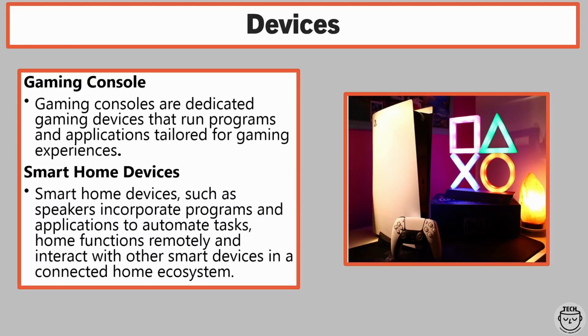Then you've got games consoles. They're specific devices. They're made for one thing. They can go on the internet, they can watch films and things, but mainly they're there for gaming experiences. And then you've got smart home devices like your Alexas, your Google Homes, that kind of thing, which allow you to automate tasks and do things in the home with minimal effort.